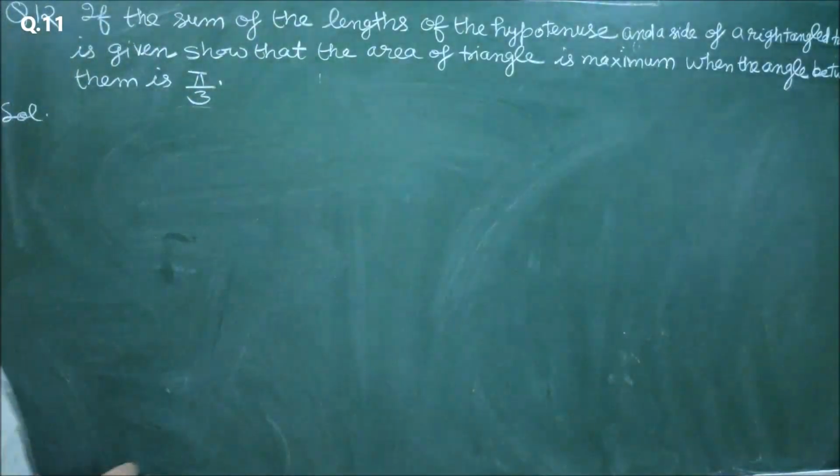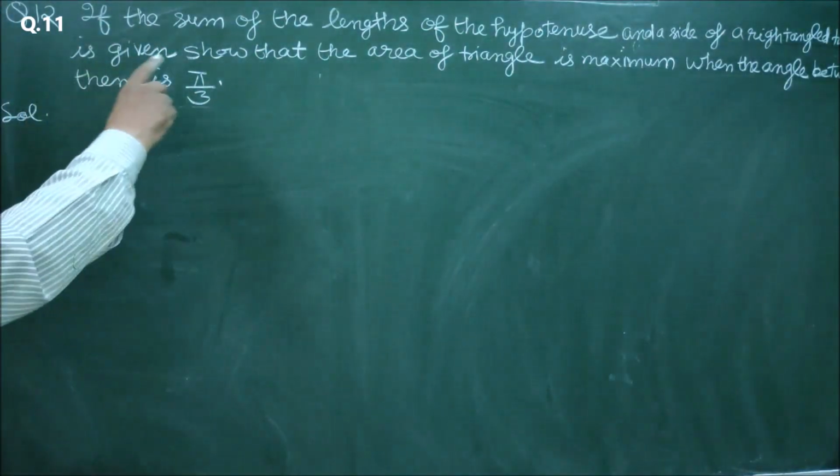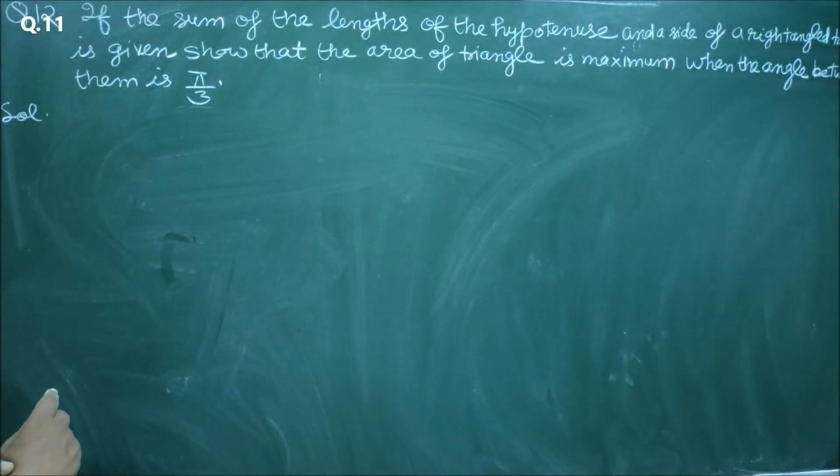Next question, question number 12. If the sum of the length of the hypotenuse and a side of a right angle triangle is given, show that the area of the triangle is maximum when the angle between them is pi by 3.